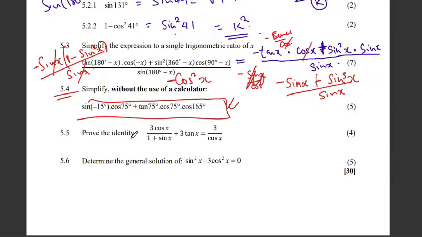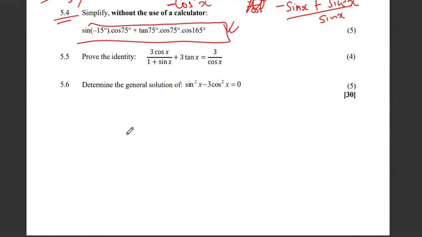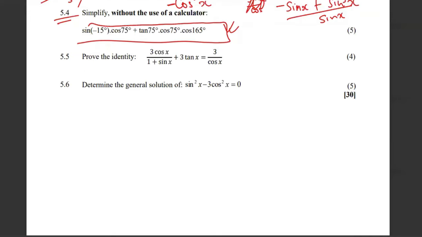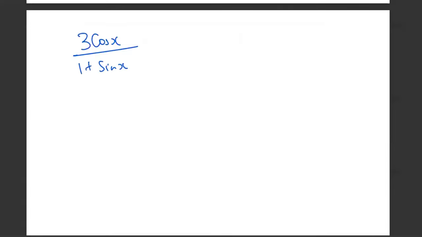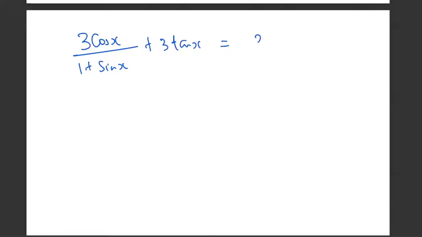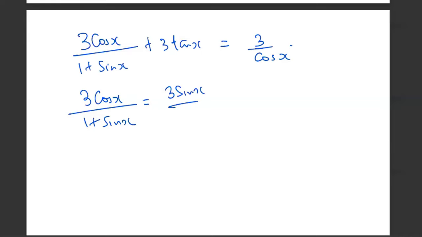Then 5.5, they want us to prove this identity. Okay, so we have a 3 cos of x. Let's put it here. 3 cos of x. We are dividing it by 1 plus sine x. Okay, plus 3 tan x. It should be equivalent to 3 over cos x. Okay, let's change this into sine over cos. So 3 cos of x over 1 plus sine x plus 3 sine x over cos x. This is a plus. Should be, okay.